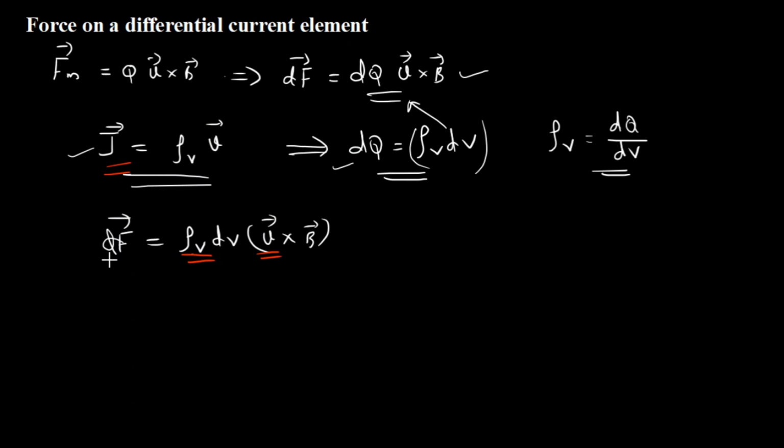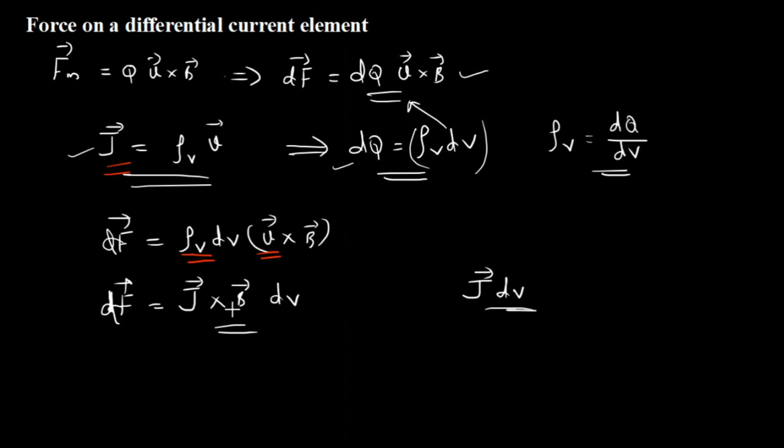So I can now rewrite my dF as J cross B dV, because they are vectors. So I get my differential magnetic force dF as J cross B dV. Now, from the discussion of Biot-Savart's law for distributed sources, where we discussed surface current density, etc., this J dV we interpret as a differential current element.